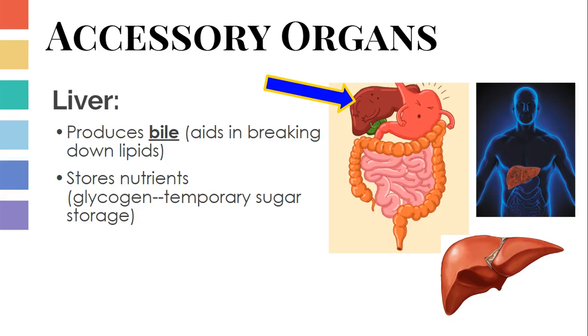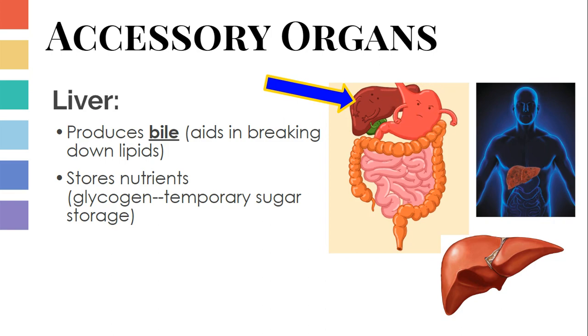So the bile is responsible for helping to break down lipids. You'll learn a little bit more about that tomorrow. And these lipids just get broken down into smaller molecules. They don't necessarily have monomers, but they do get broken down into smaller bits, little droplets.